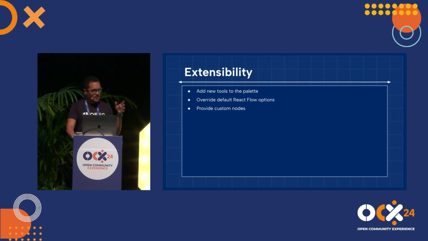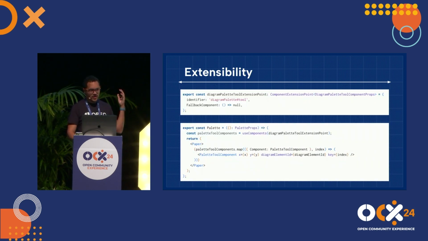So here are 3 examples that I've selected. Here I have at the top an extension point to contribute new tools to the palette. On the bottom, I have a simplified version of the code. We can just rely on our useComponents hook to retrieve all the components that are connected to the extension point, and then we just have to display them.